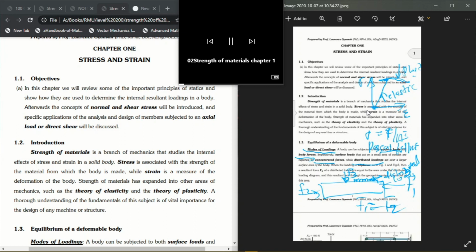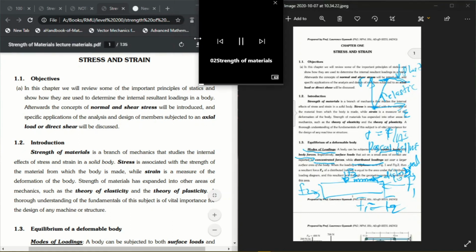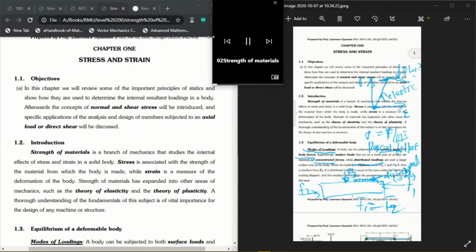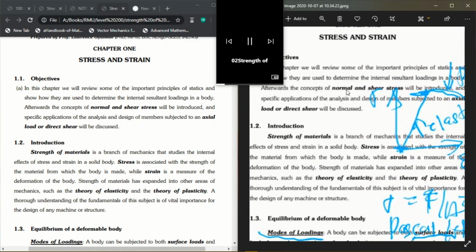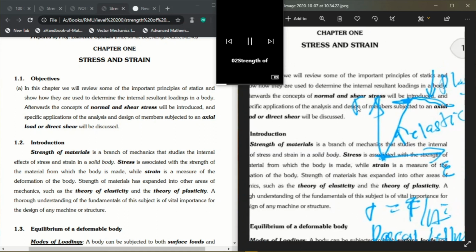I have outlined the objectives of the lecture. I said in this chapter, we will review some of the important principles of statics and show how they are used to determine something we call internal resultant loadings in the body. When we say internal resultant loadings, we are saying that every body in this universe has some degree of force inside. There is a force inside, and the summation of all the forces within the body is represented by a single force called a resultant force. This is what we are going to study under chapter one. And we are going to understand the internal stresses or forces and also the deformation, which is the strain within the body, the damage within the body.